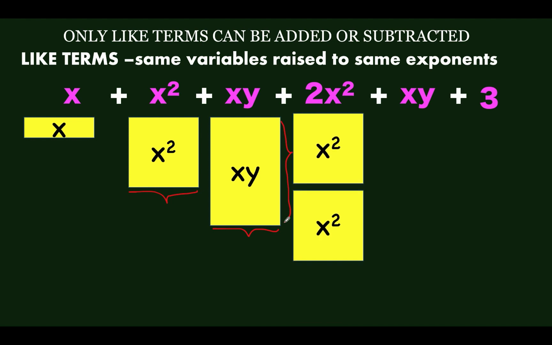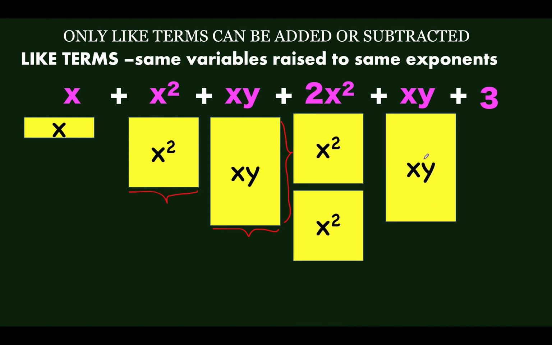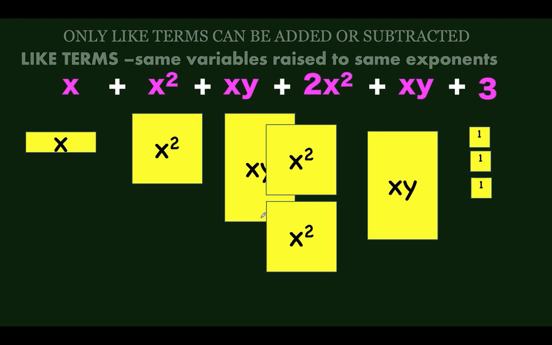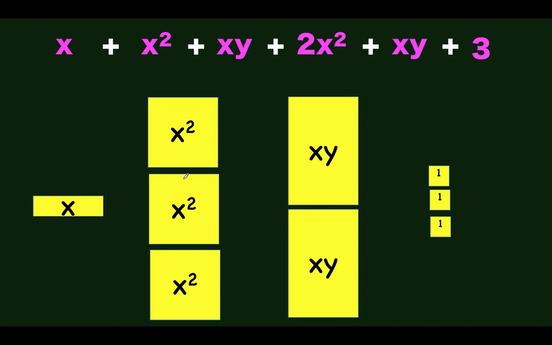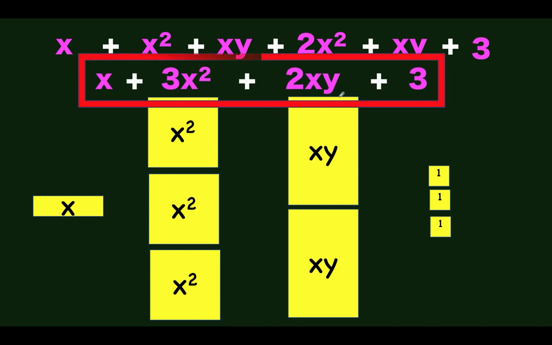Then 2x squared would be 2 squares like this, and xy would be similar to this again, and 3, we have this 1, 2, 3 smaller squares with a dimension of 1 by 1. To perform now the addition, we combine only the like terms. So let's rearrange them. So this is x, all of these are x squared, all of these are xy's, and all of these are the constants. So therefore, our answer would be x plus 3x squared plus 2xy plus 3. And that is now the sum of the expression above.